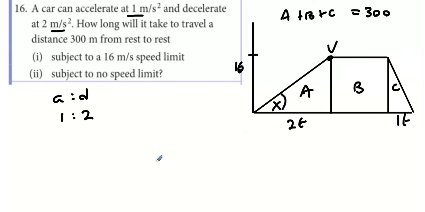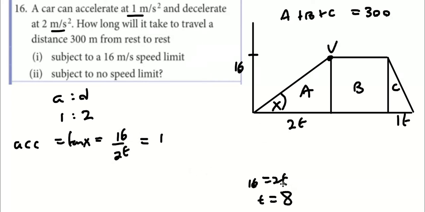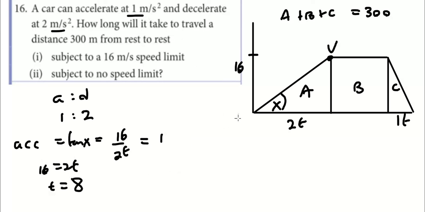Now, acceleration equals tan X, which equals 16 over 2t, which in turn equals 1, because the acceleration is 1. 16 equals 2t, t equals 8. Okay? So t equals 8. All right, next trick. T equals 8, that makes that 16, makes that 8.